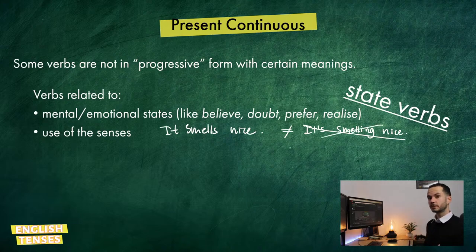However, you can say, what are you doing? Well, I'm smelling this dish. Because then you're talking about the act of smelling, which is different than something giving off a scent. Right, so we can't use smell in present continuous form when we talk about giving off a particular smell or scent. But we can use present continuous when we talk about the act of smelling. So when I'm doing it, we can do that. But the thing giving the scent, we can't really do that. So that's not present continuous usable.